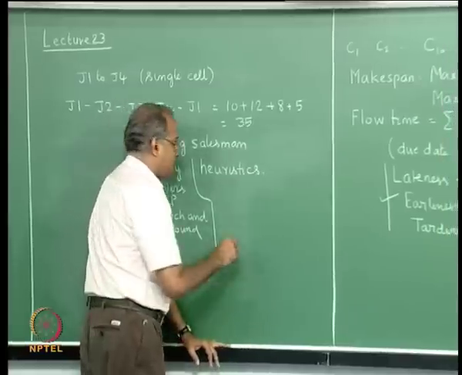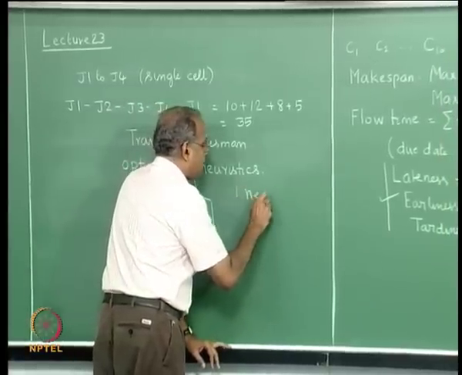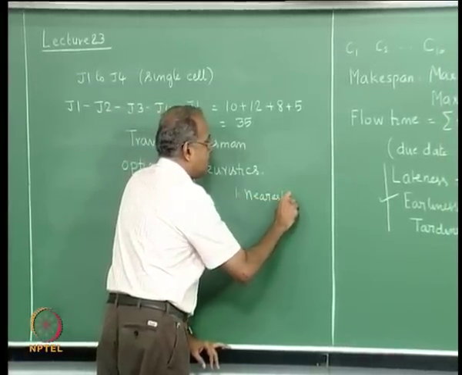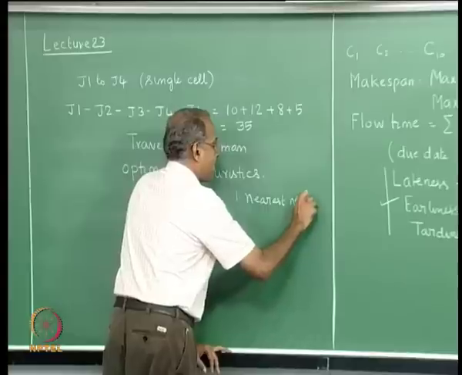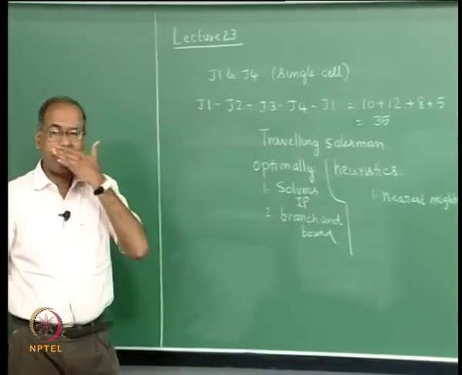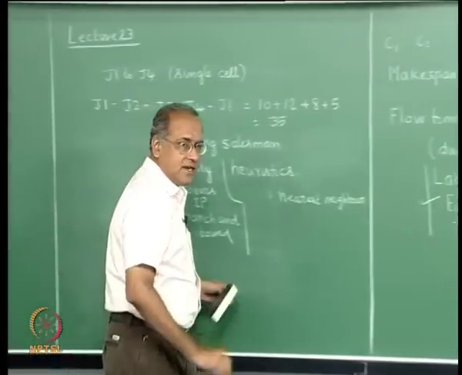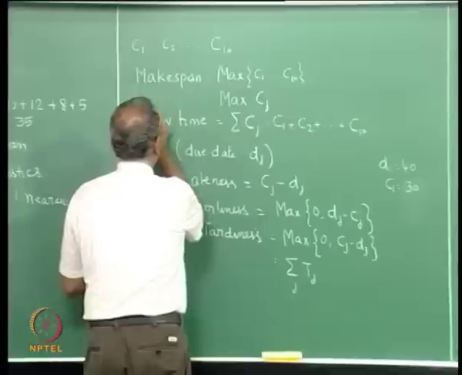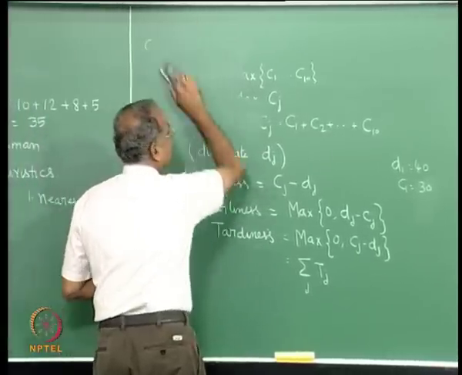Several heuristics are available. The most popular one is called the nearest neighbor heuristic. It is called the nearest neighbor heuristic, and let us try the nearest neighbor heuristic on the given data that we have.